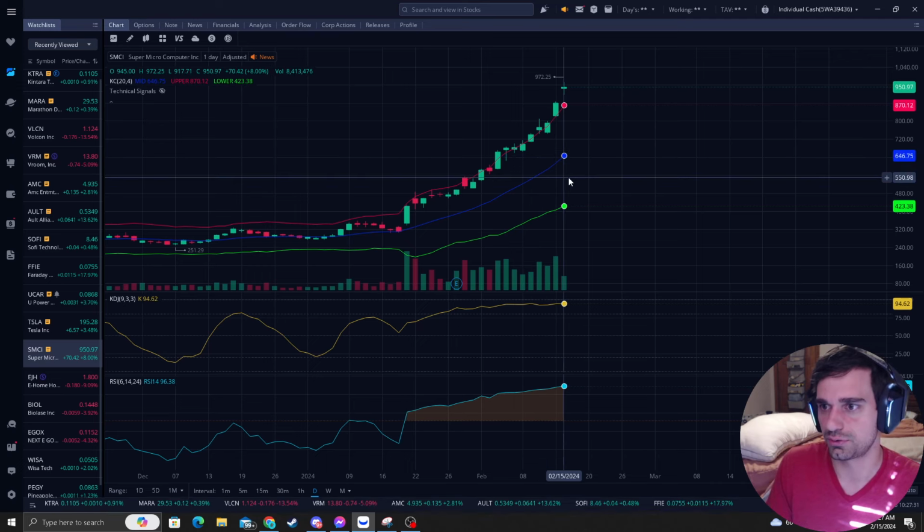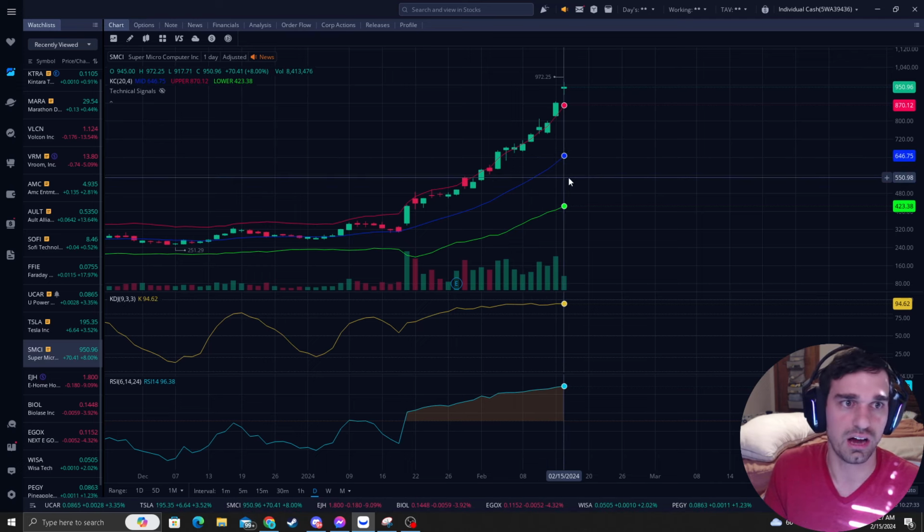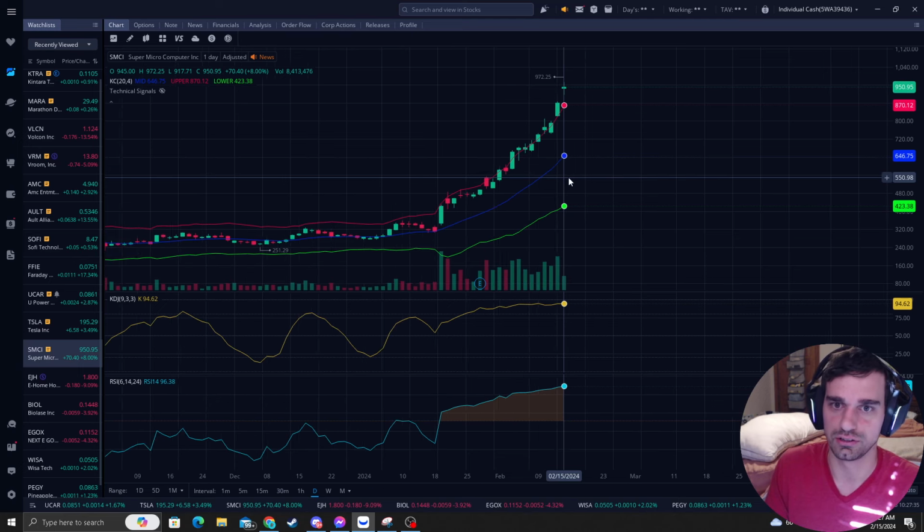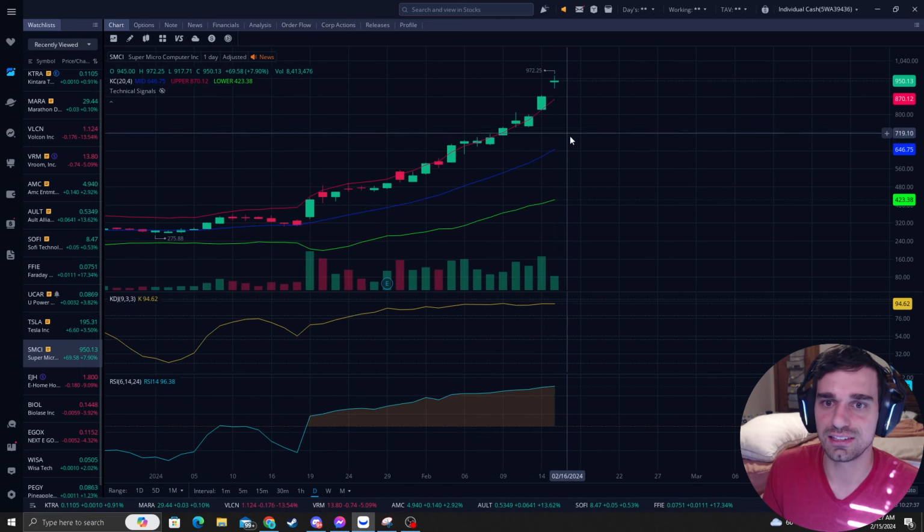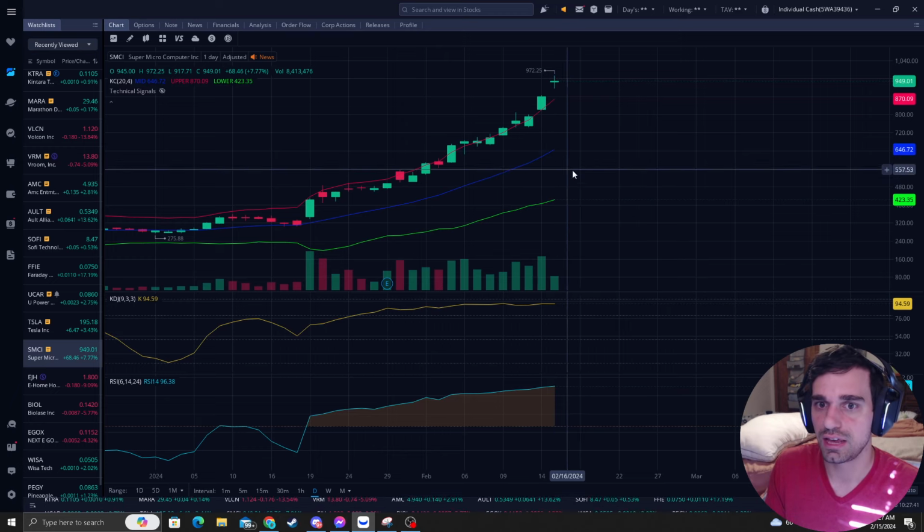So if it goes to 644, that is an absolutely good haircut. And keep in mind, it doesn't just have to hit the middle band. That's a conservative target. It can go right down and then some.